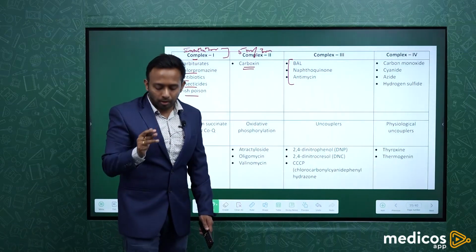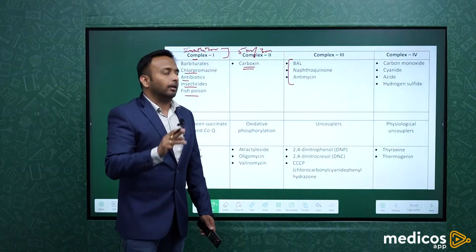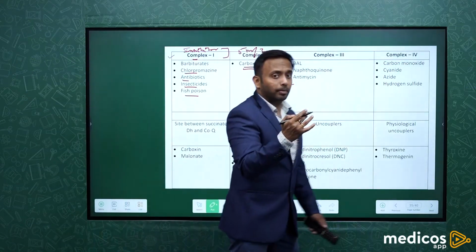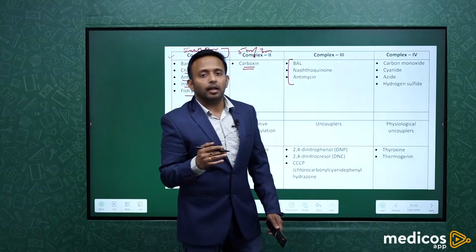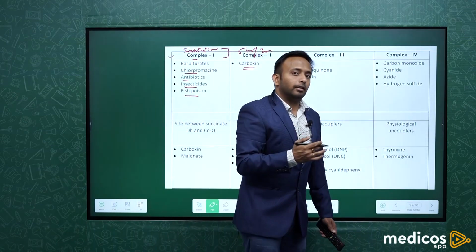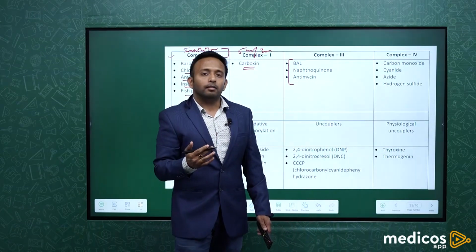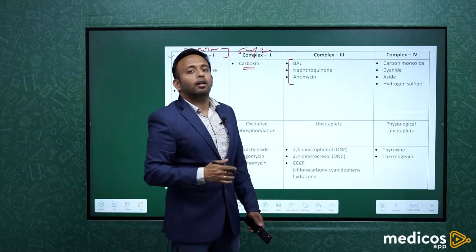So these are the 3 important drugs and poisons which can inhibit complex 3. Okay. Next, complex 4. Now most commonly in the exam they will ask you: a family was living in a room and they were using a heater which was not maintained properly, and in the morning they were all found dead. What is the cause? It is related to the electron transport chain.